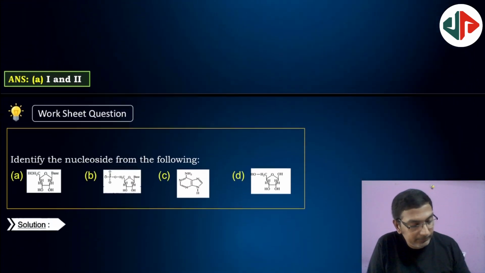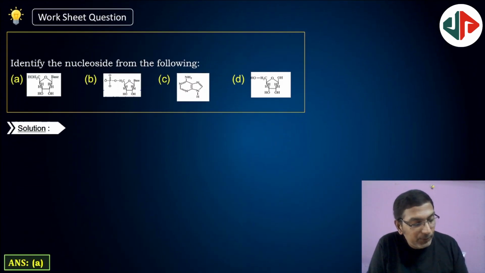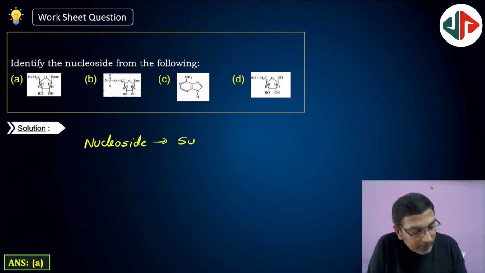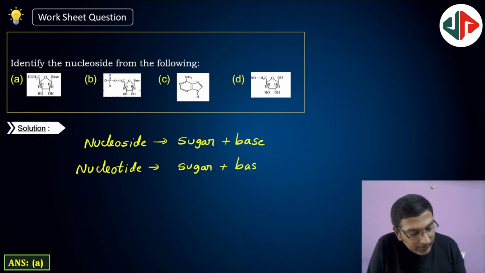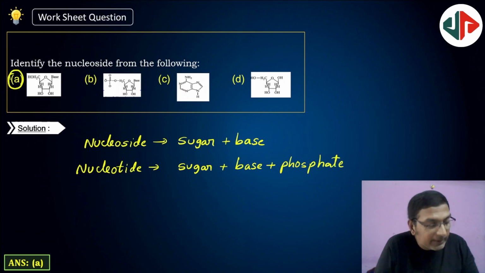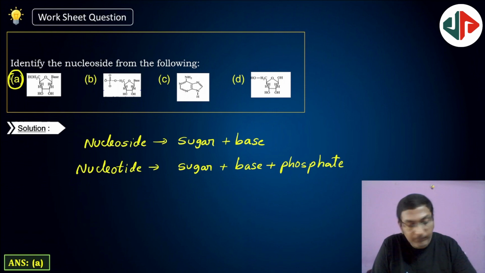Next. Identify nucleoside. Nucleoside. Side means sugar plus base. Nucleotide, sugar plus base plus phosphate. Remember the difference. Option A contains sugar and base. Next.